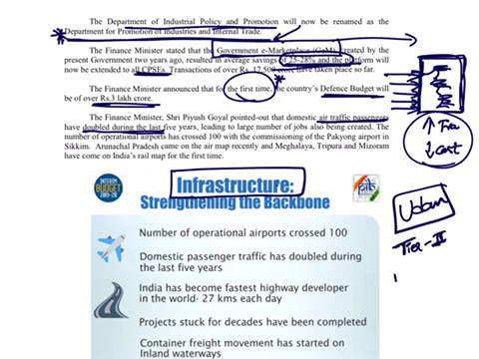To increase the regional connectivity, a scheme has been proposed, that is known as Udan scheme. Under that, new airports are commissioned.